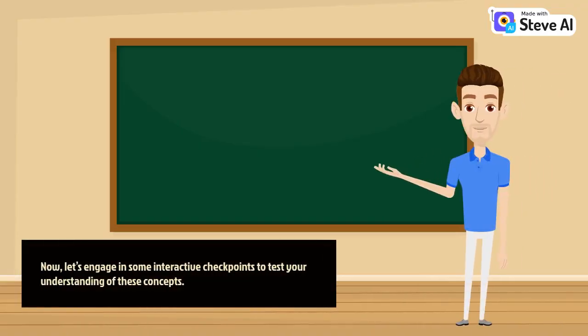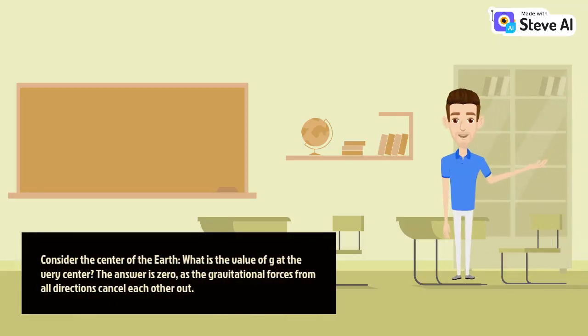Now, let's engage in some interactive checkpoints to test your understanding of these concepts. Consider the center of the Earth. What is the value of g at the very center? The answer is 0, as the gravitational forces from all directions cancel each other out.